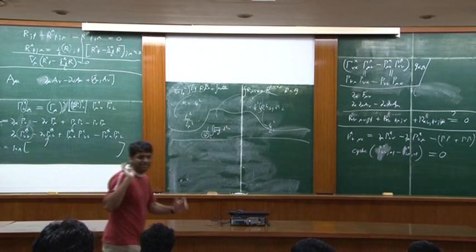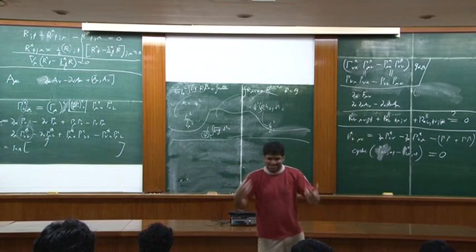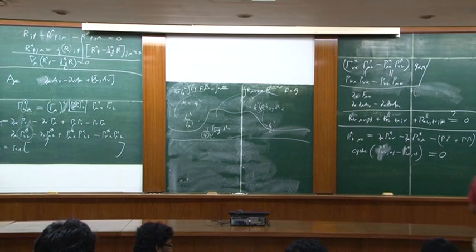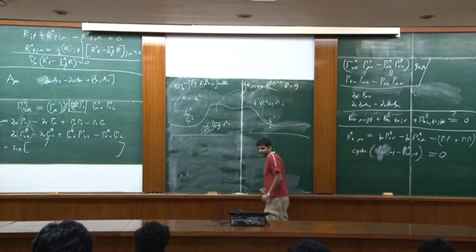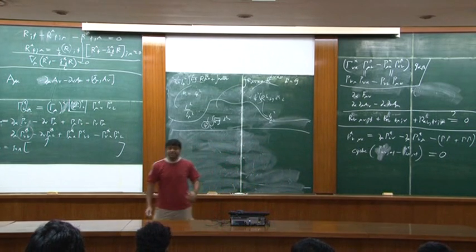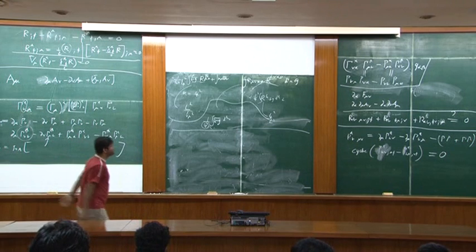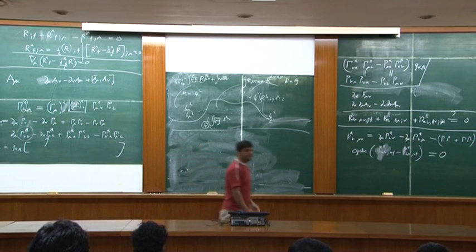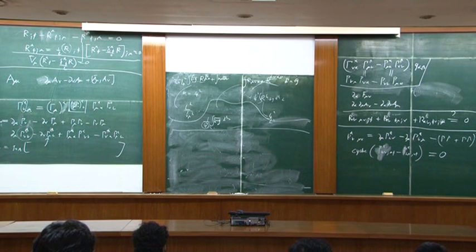That's a great motivation to understand what we're doing. Unfortunately, we're not going to be able to do that, of course. I don't know how to answer this, but these are great questions. Excellent. So let's move on. We're going to take this action and vary it with respect to the metric to get the Einstein equation of motion.